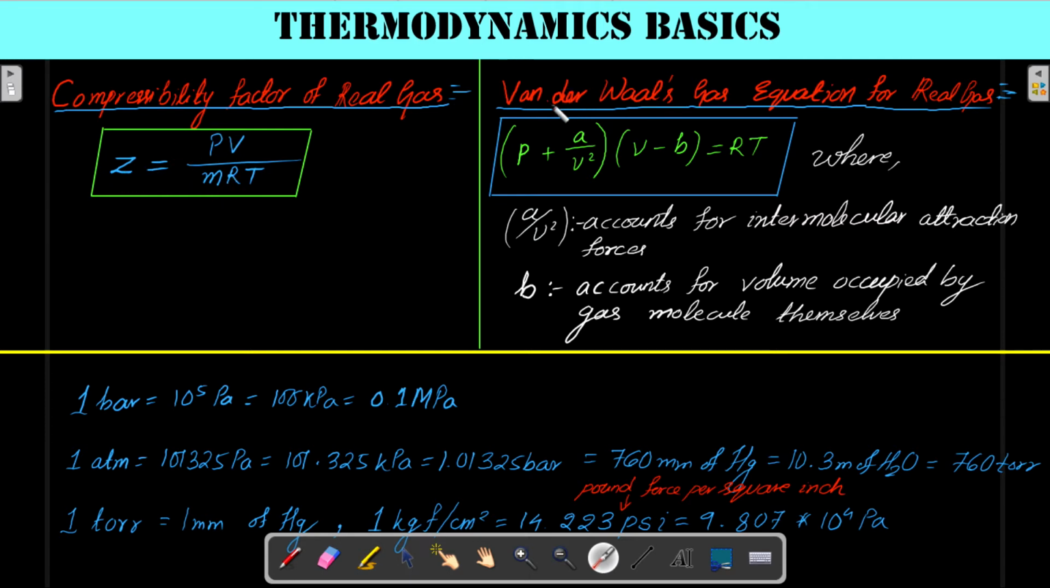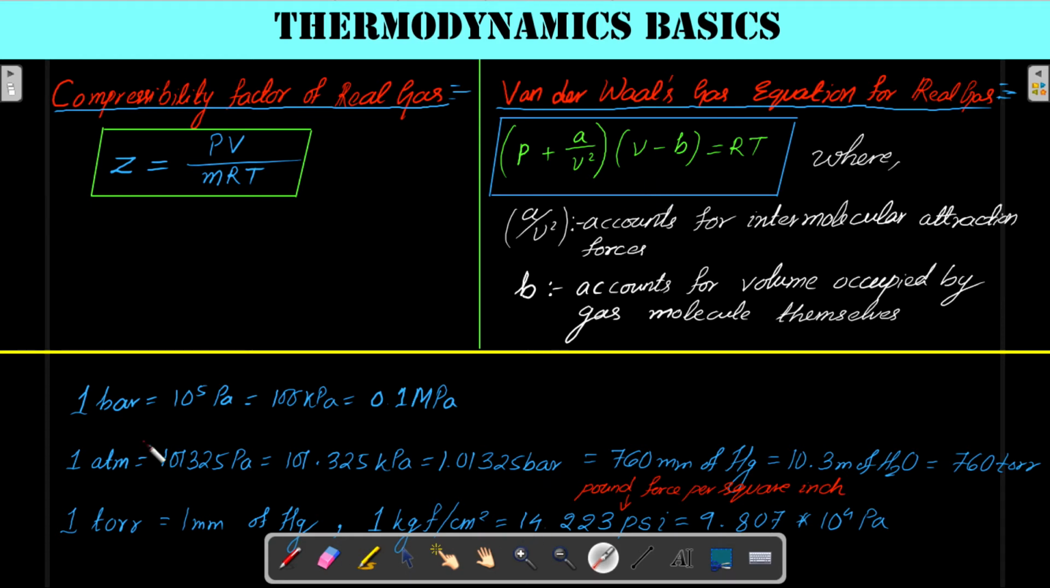Next, we'll see the Van der Waals gas equation for real gases. This is (P plus a by V squared) into (V minus b) equals RT, where the a by V squared term accounts for intermolecular attraction forces, and b accounts for the volume occupied by the gas molecules themselves. These two are the real gas equations: one is Z equals PV upon nRT, and this one is the Van der Waals gas equation.